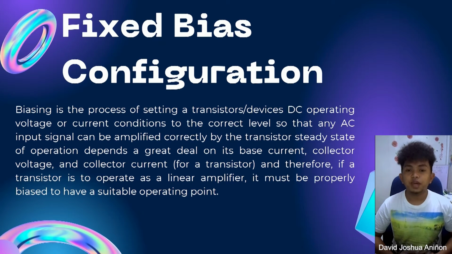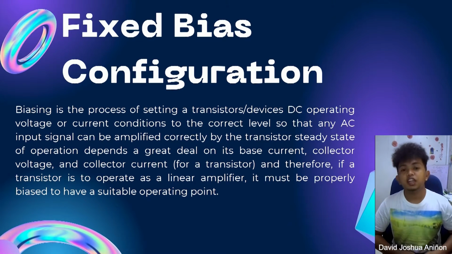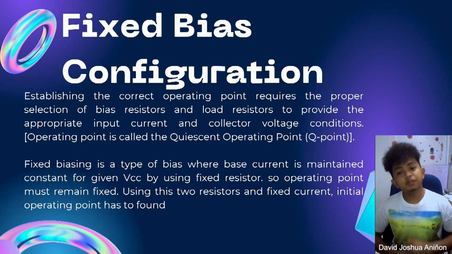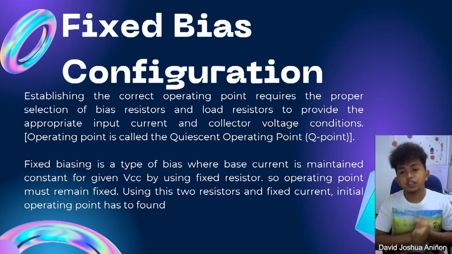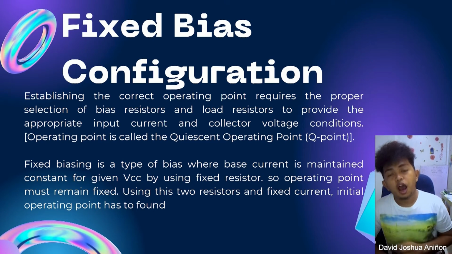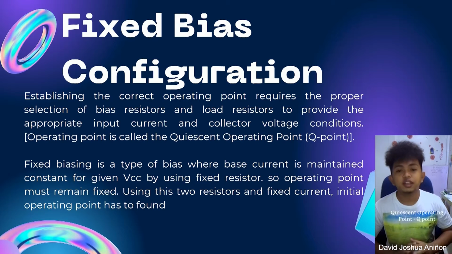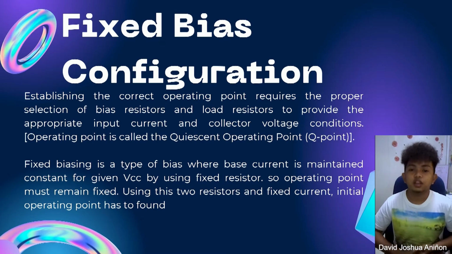The steady state of operation depends a great deal on the base current, collector voltage and collector current of a transistor. Therefore, if a transistor is operated as a linear amplifier, it must be properly biased to have a suitable operating point. Establishing the correct operating point requires the proper selection of bias resistors and load resistors to provide appropriate input current and collector voltage conditions. This operating point is called the quiescent operating point, or just the Q point.